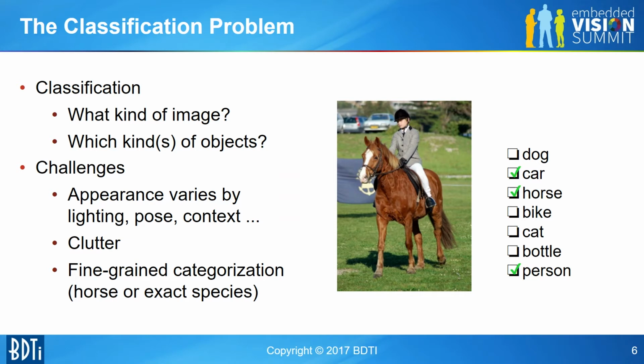But it's more than that too. You might want to answer the question, hey, is this a daytime or a nighttime image? Or is this a computer-generated image, or is this natural imagery? So these are the types of classification questions that the classification system should solve.